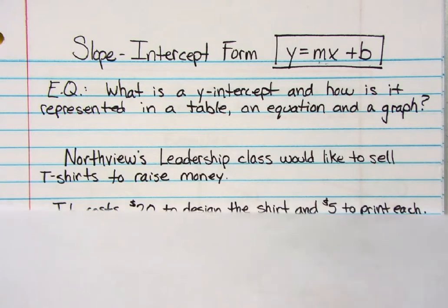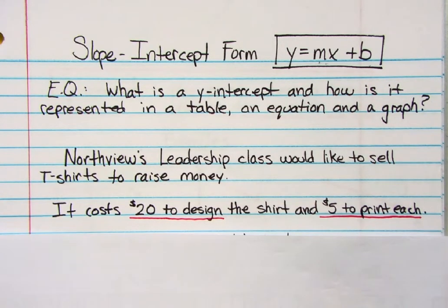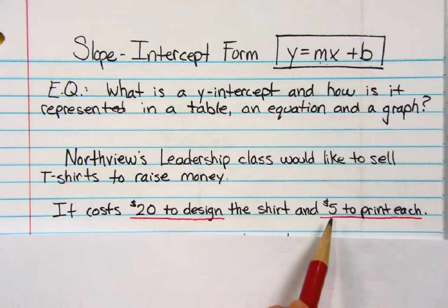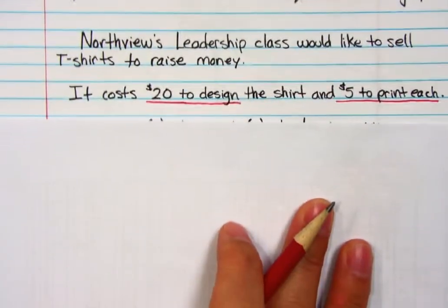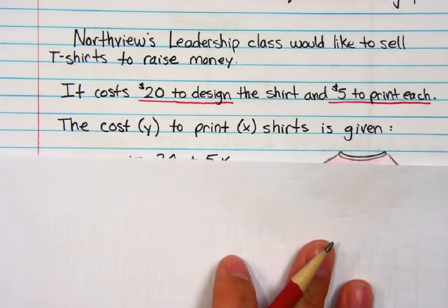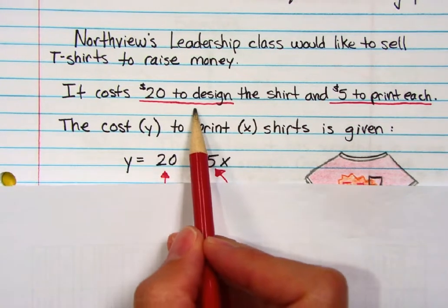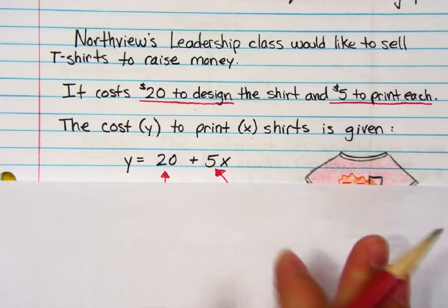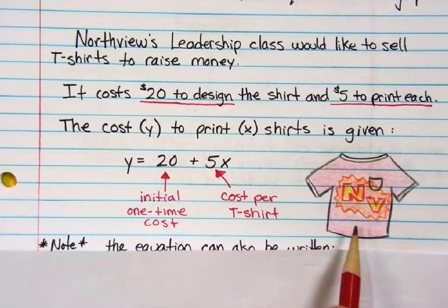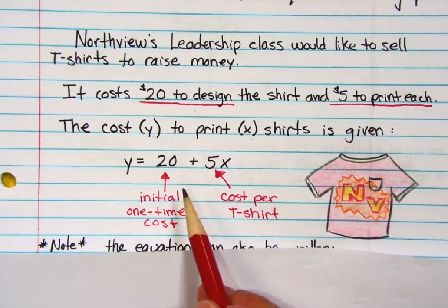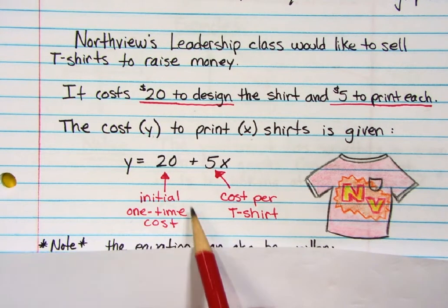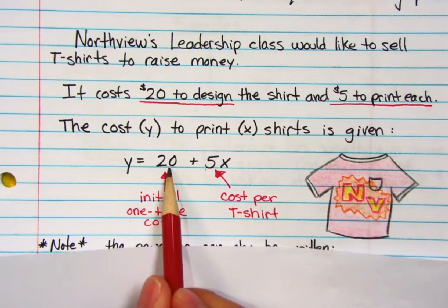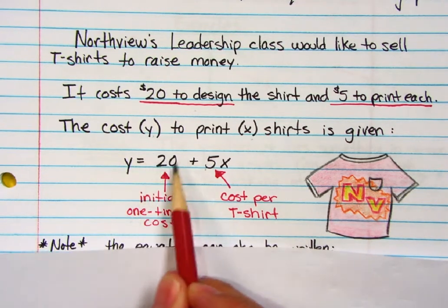All right, so first and foremost, Northview's leadership class would like to sell t-shirts to raise money. It costs $20 to design the shirt and $5 to print each of them. So if this is our example here, just to start off, it's going to cost me $20 to design the shirt. So if y is the cost and x is the number of shirts, we could set it up just like this. The leadership team is going to pay $20 for the initial cost, just to make the imprint of the shirt. And then it costs $5 per t-shirt. So here I don't start at 0. I'm actually starting at 20 bucks, and then from there it grows.